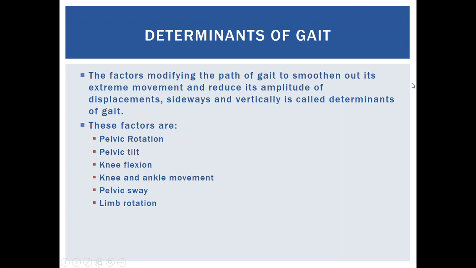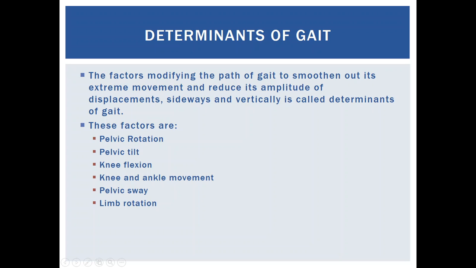So we have been discussing gait analysis and today we shall discuss the determinants of gait. Now, the factors that modify the path of gait to smoothen out its extreme movements and reduce its amplitude of displacement sideways or vertically are called the determinants of gait. In simpler terms, the factors or parameters that ensure that we have a measured walking style are called the determinants of gait.